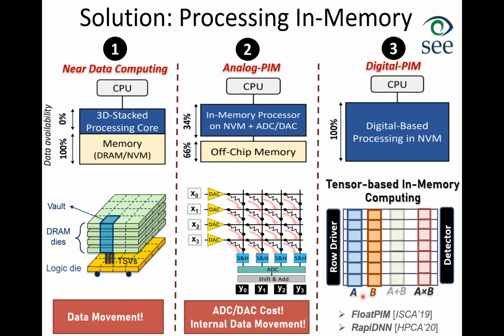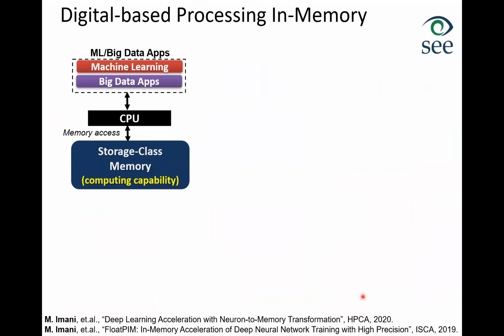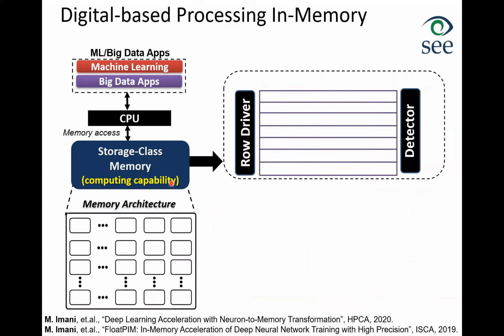So here I want to show how we can have a new, good architecture which is programmable and general, and can accelerate a wide range of clustering algorithms inherently in memory. This is the general architecture of DUAL, our digital-based processing in memory. We have a storage class memory consisting of multiple memory blocks. Every memory block that you can see here has a 1K by 1K size, for example, and it can support tensor-based computing. What does that mean?